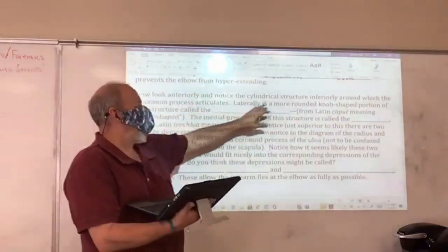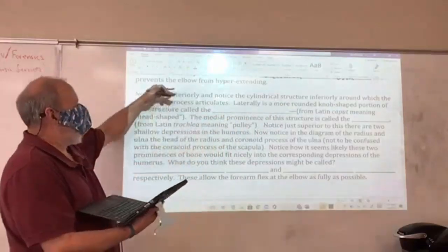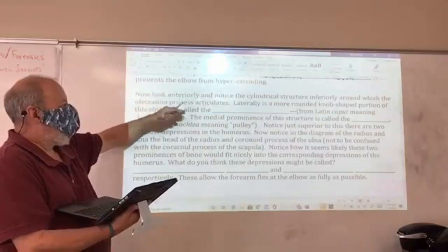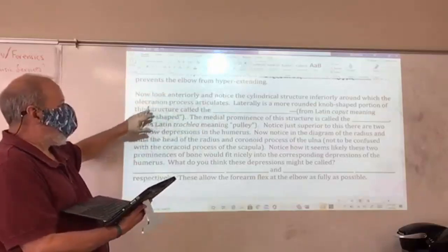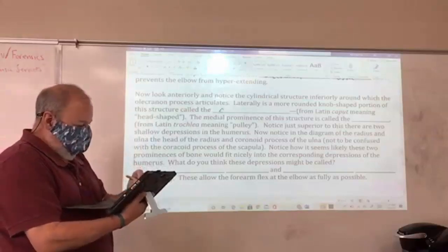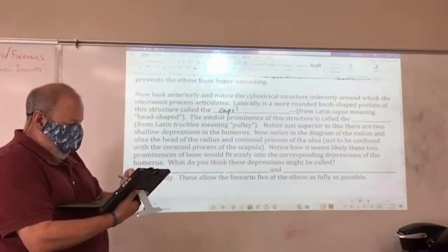Now look anteriorly and notice the cylindrical structure inferiorly around which the Olecranon process articulates. Laterally, we had the more rounded knob of bone, and we called that the capitulum. That was lateral, right? The capitulum.